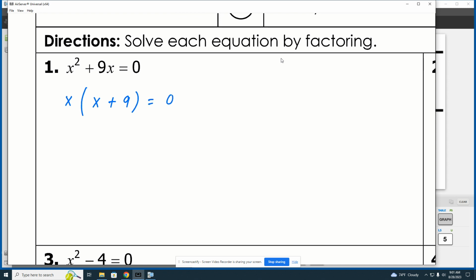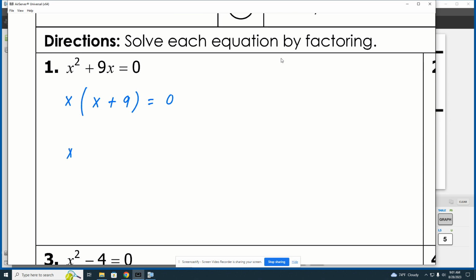Can I do anything else with this? No. Then what do we do next? We factored it. How do we solve by factoring? We set each factor equal to 0. And what's our first factor here?